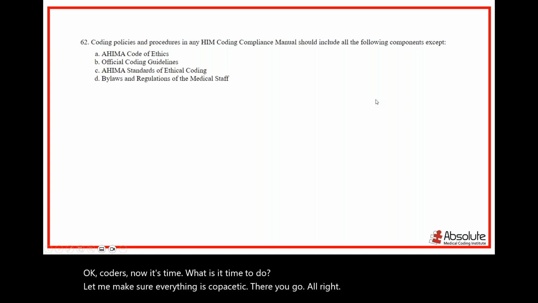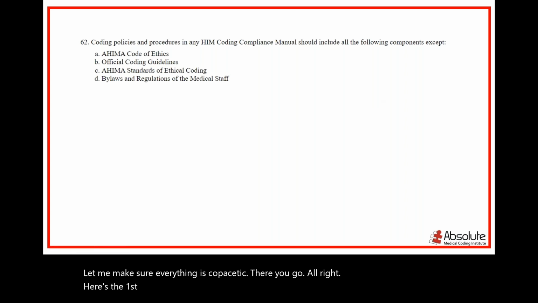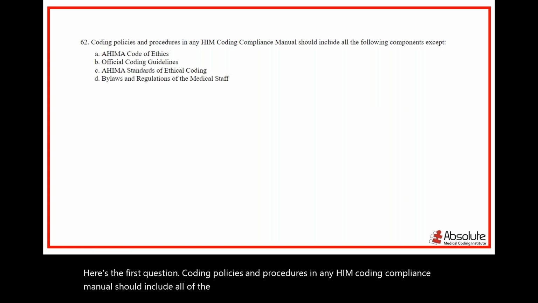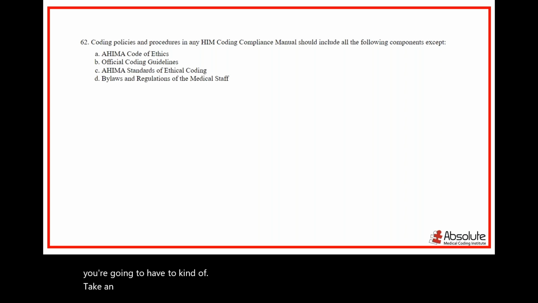Here's the first question. Coding policies and procedures in any HIM coding compliance manual should include all of the following components except, now this is something that you're going to have to kind of take an educated guess, and that's why I put it here. All right, is it A, B, C, or D?